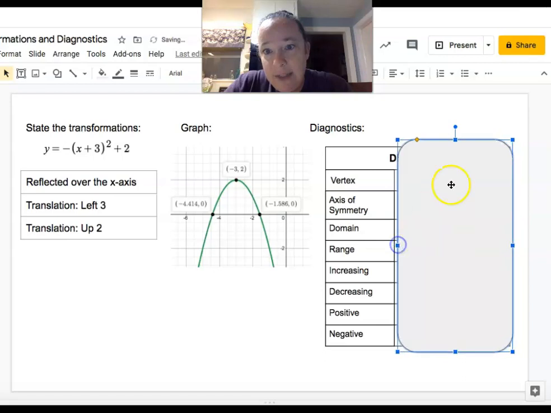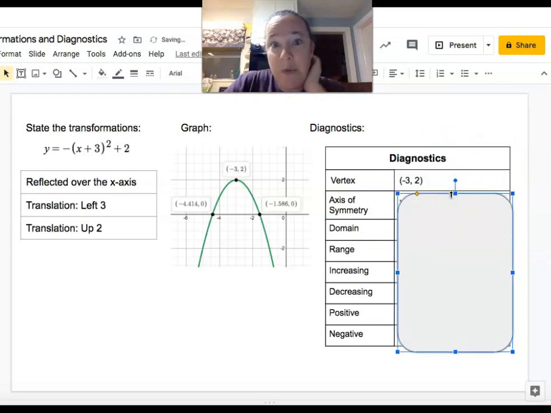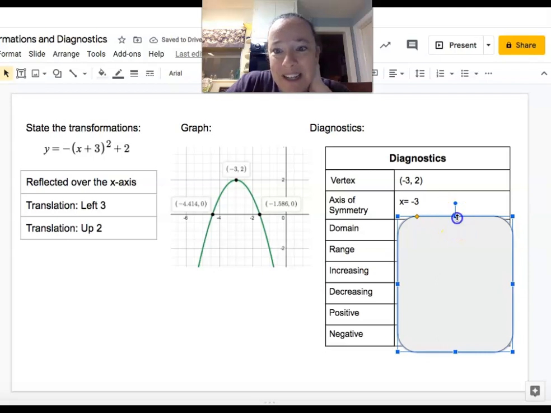All right, so we're doing the diagnostics. What's our vertex? Well, it is negative 3, 2. It's an ordered pair, negative 3, 2. What is our axis of symmetry? It's x equals whatever the x value of the vertex is. So it's x equals negative 3. What's our domain? Well, it's a parabola. It's opening down, so it's negative infinity to infinity.